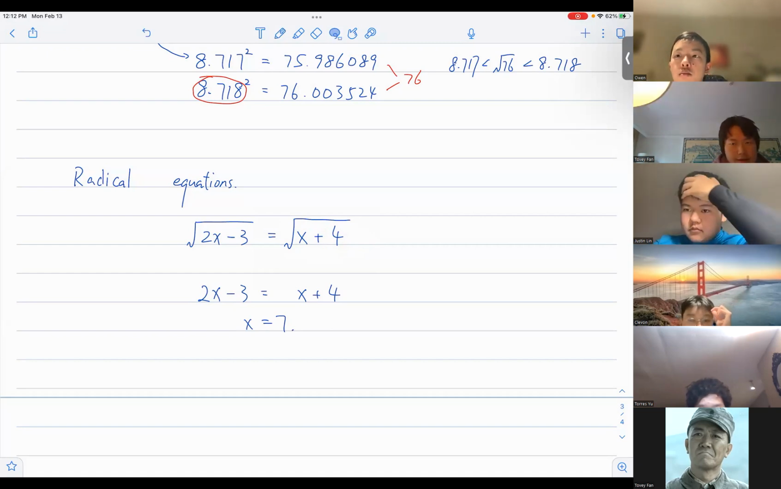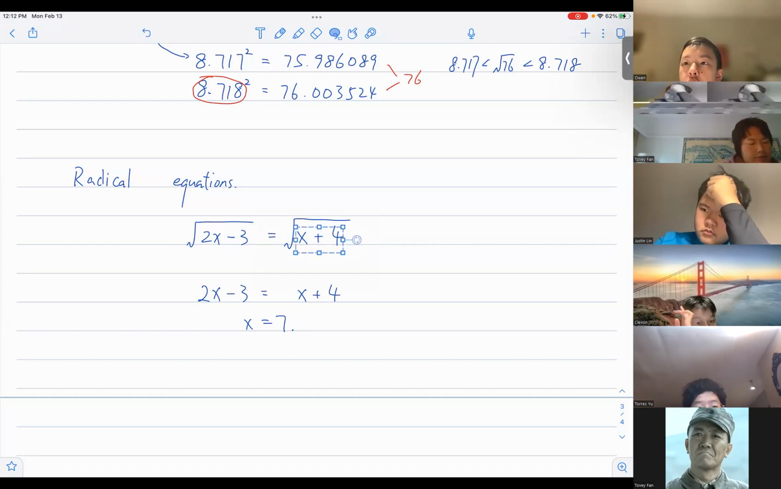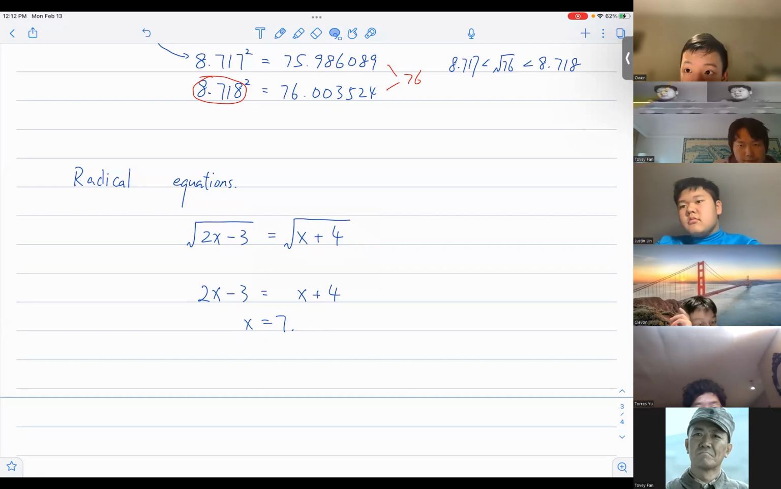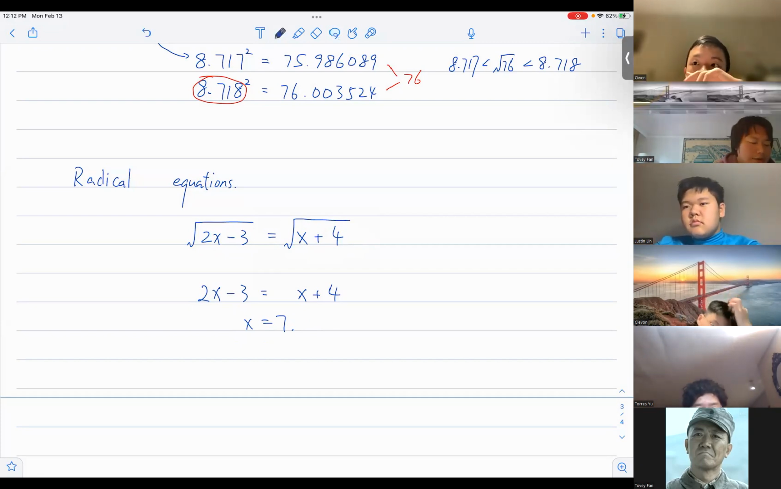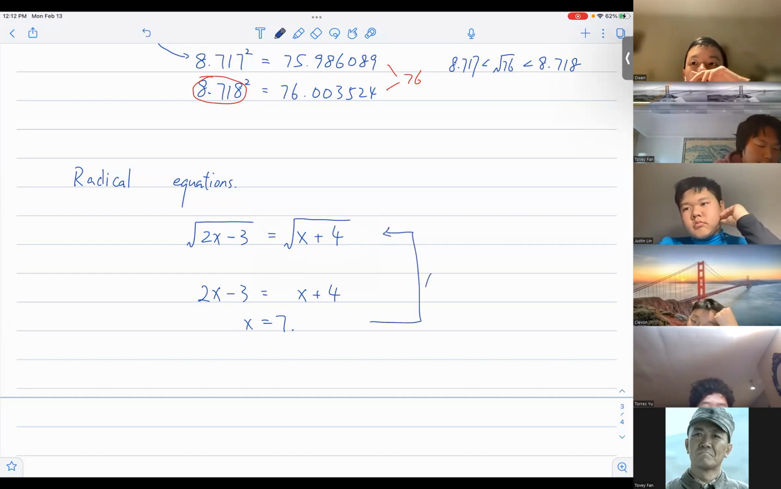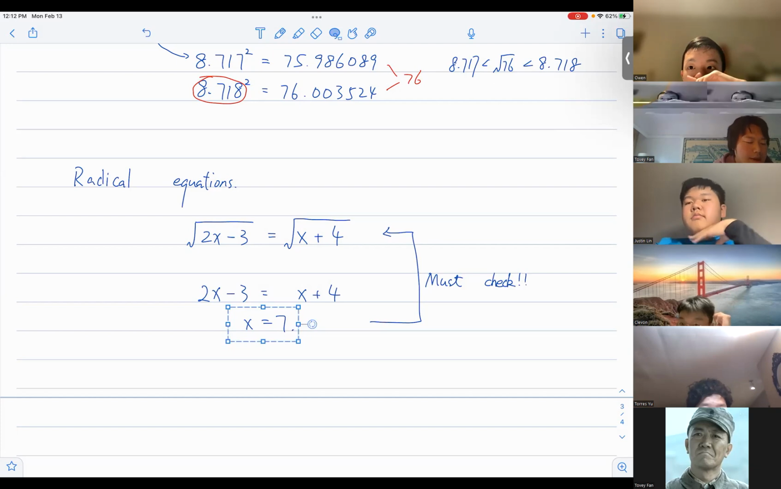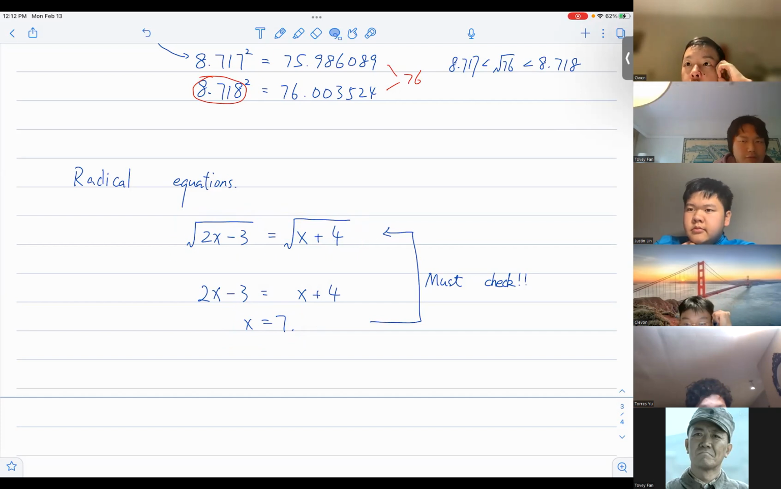Okay, and does that make sense to everyone? Because when you plug in, you will see here is 14 minus 3, root 11. Here's root 11. There we go. For radical equations, once you've got an answer, you must plug in and check. The reason for this is that sometimes you might have an answer, and when you plug it back in, it gives you a negative answer here. Although in this question we don't see it, you might have this kind of situation in other questions.